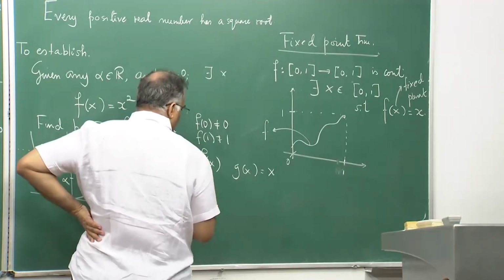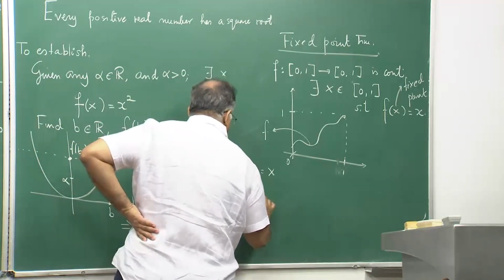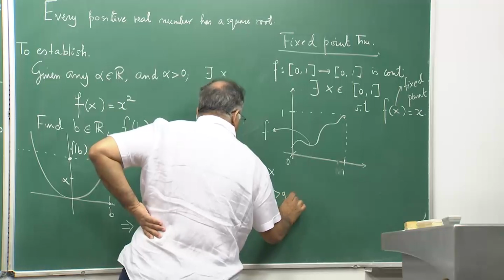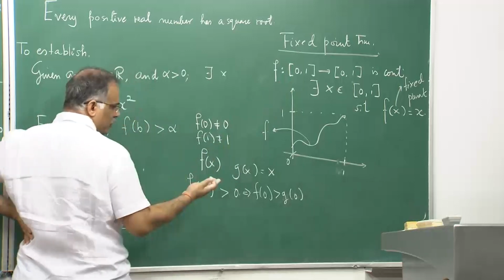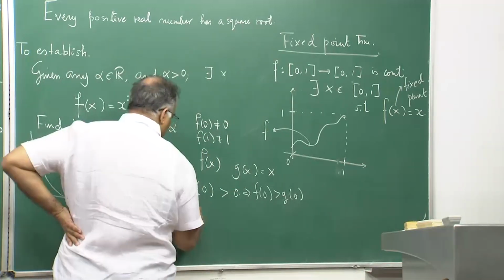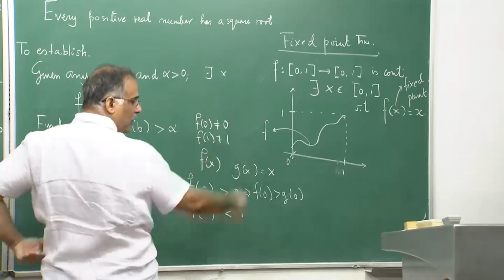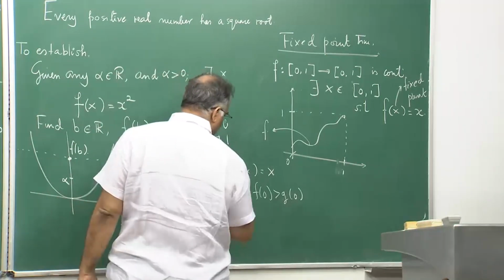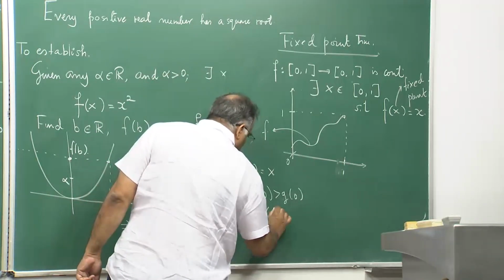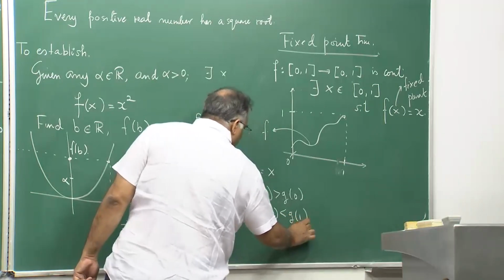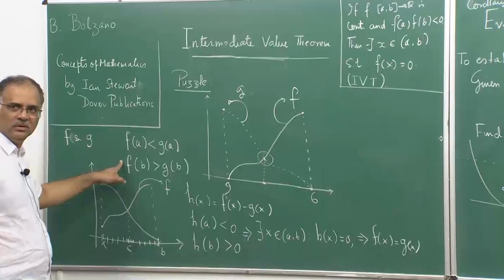f(0) must be strictly bigger than 0, which implies that f(0) is greater than g(0), because f(0) is not equal to 0 and the function is between 0 and 1, which is non-negative. But f(1) has to be strictly less than 1, because the functional value cannot exceed 1 and f(1) is not equal to 1, which implies that f(1) is strictly less than g(1), which is 1, because g(x) is equal to x.